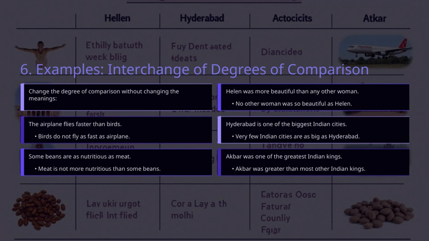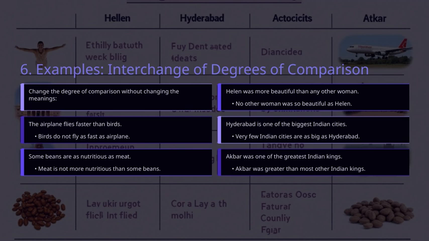Next, take "Some beans are as nutritious as meat." We can also say, "Meat is not more nutritious than some beans." Again, the meaning remains the same, but the emphasis shifts slightly depending on how we structure the comparison. Another example is, "Helen was more beautiful than any other woman." We can rephrase it as "No other woman was so beautiful as Helen." This form emphasizes Helen's unique beauty in comparison.